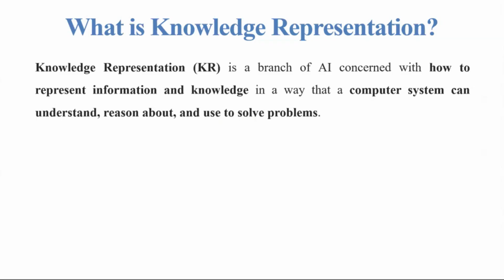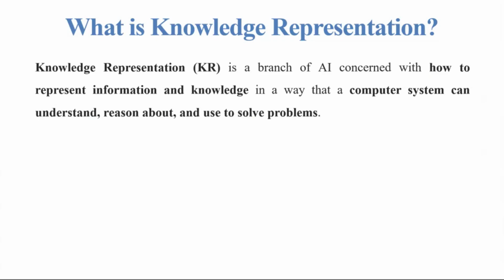So, if you want a computer or an AI system to answer these kinds of questions intelligently, we first need to teach it by storing the knowledge in a structured way. This is where knowledge representation, or KR, comes into the picture. Knowledge representation is a branch of artificial intelligence that focuses on how to represent information and knowledge in a format that a computer can understand, reason with, and use to solve problems.